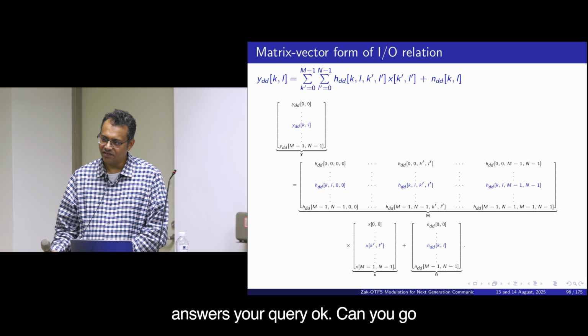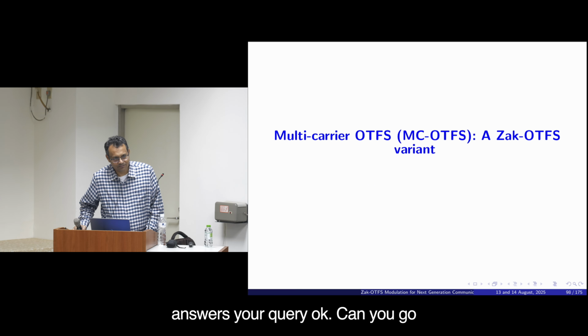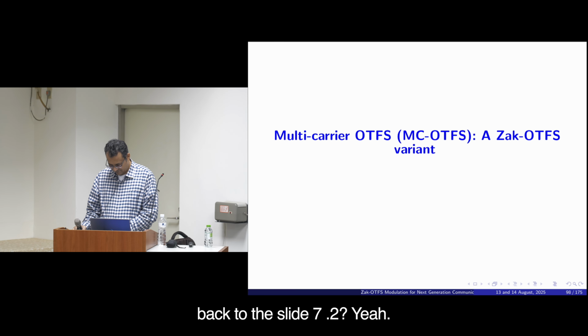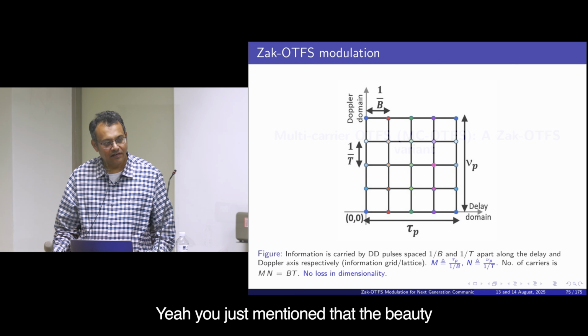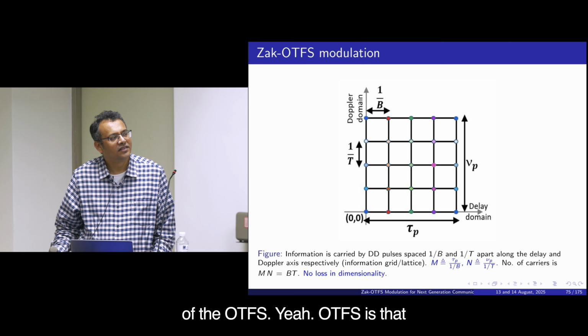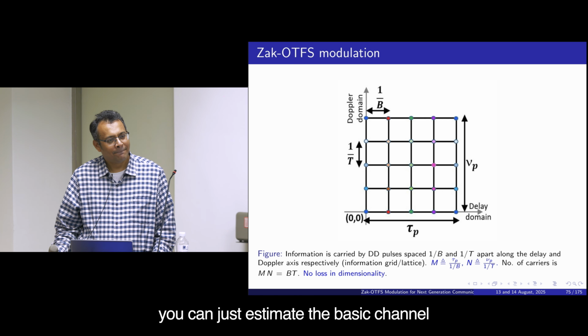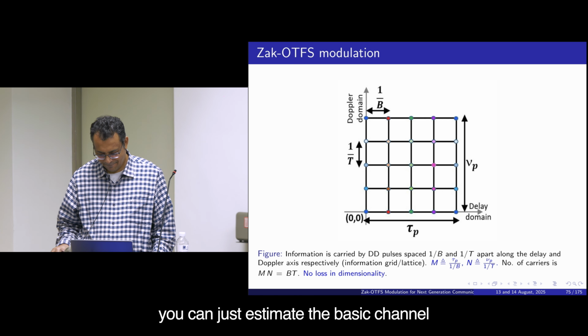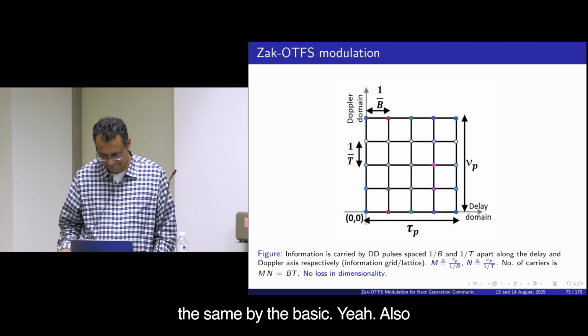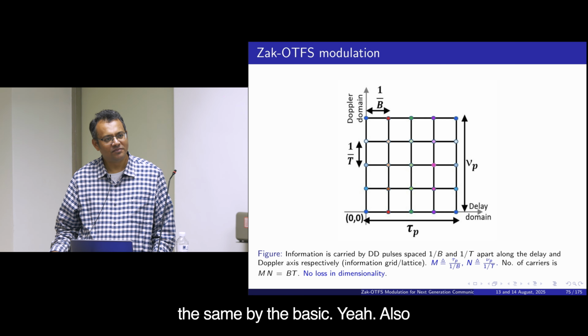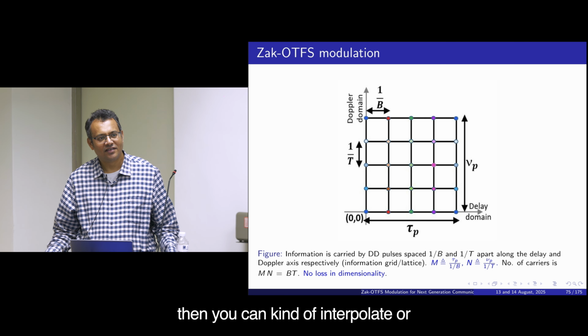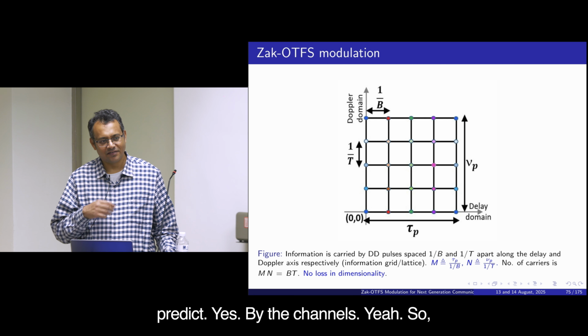I don't know if that answers your query. Okay. Can you go back to slide 72? Yeah. You just mentioned that the beauty of OTFS is that you can just estimate the basic channel seen by the basic pulse. Then you can kind of interpolate or predict other channels.